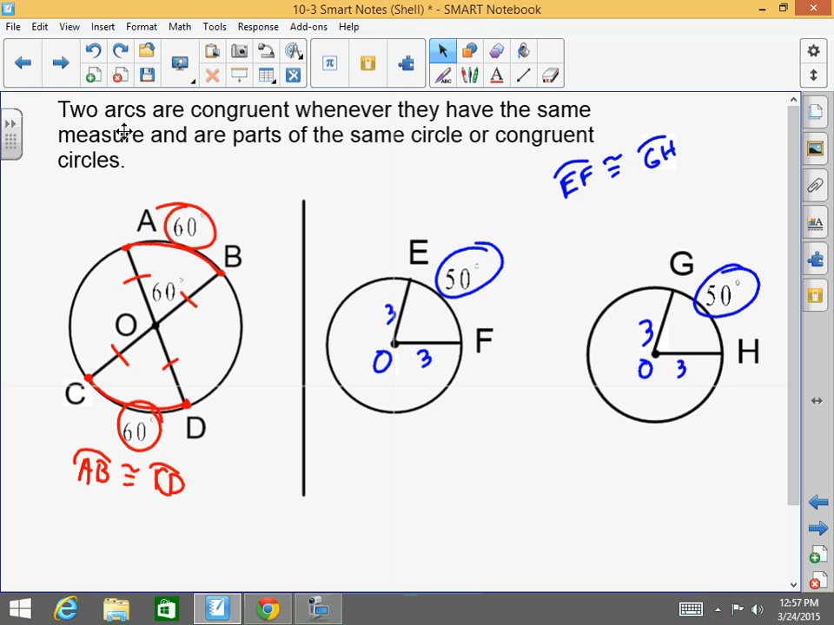You're going to be using this a lot in proofs and in actual numerical calculations. Absolutely. Okay.